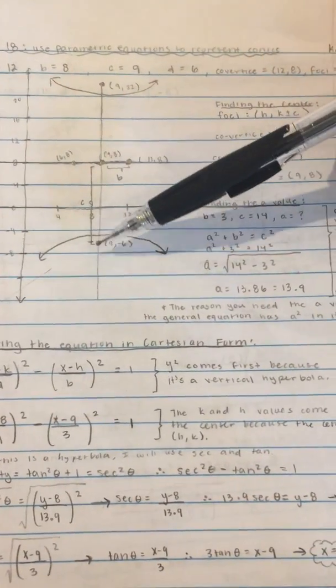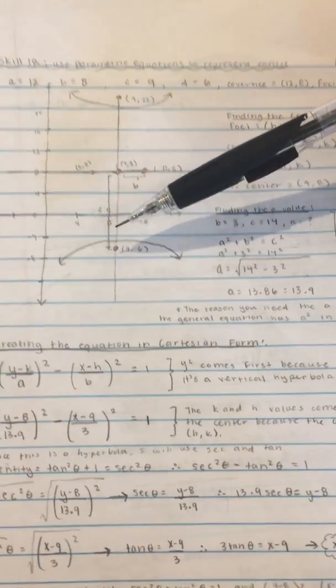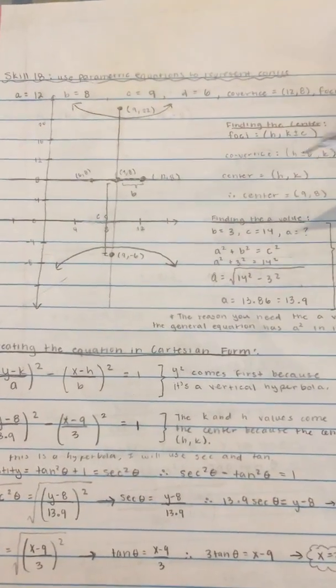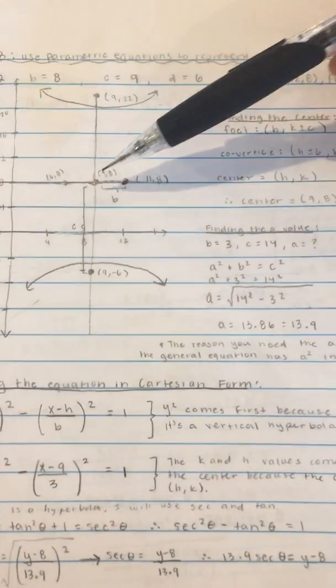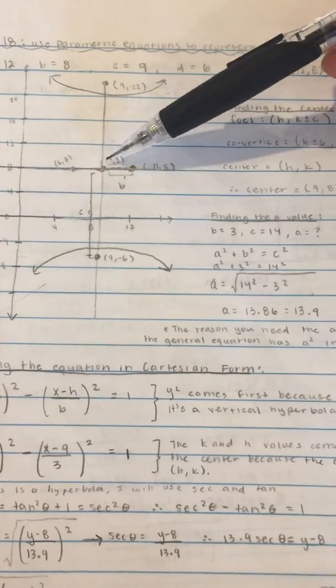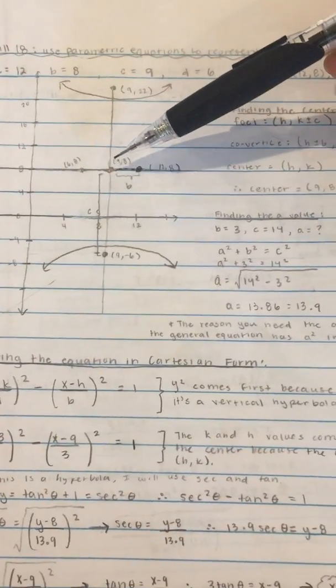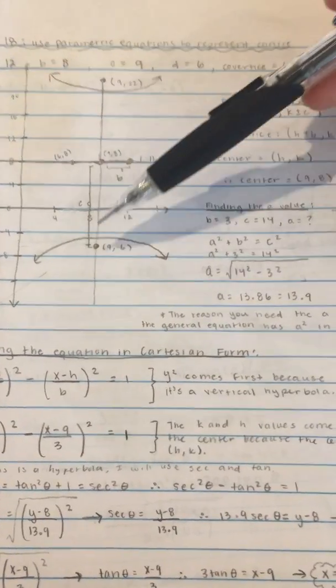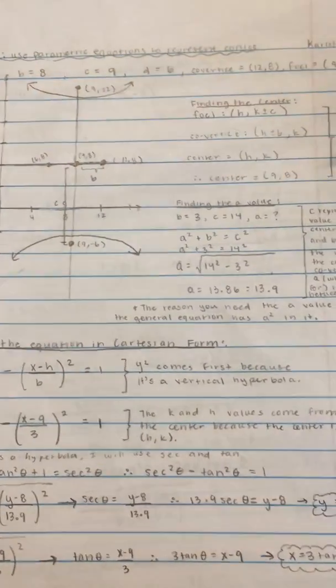And this is the covertex, and this is the foci. So you can pretty much just get that from the picture. So therefore my center was (9, 8). And so the distance between the center and the covertex is the b value. The distance between the center and the foci is the c value.